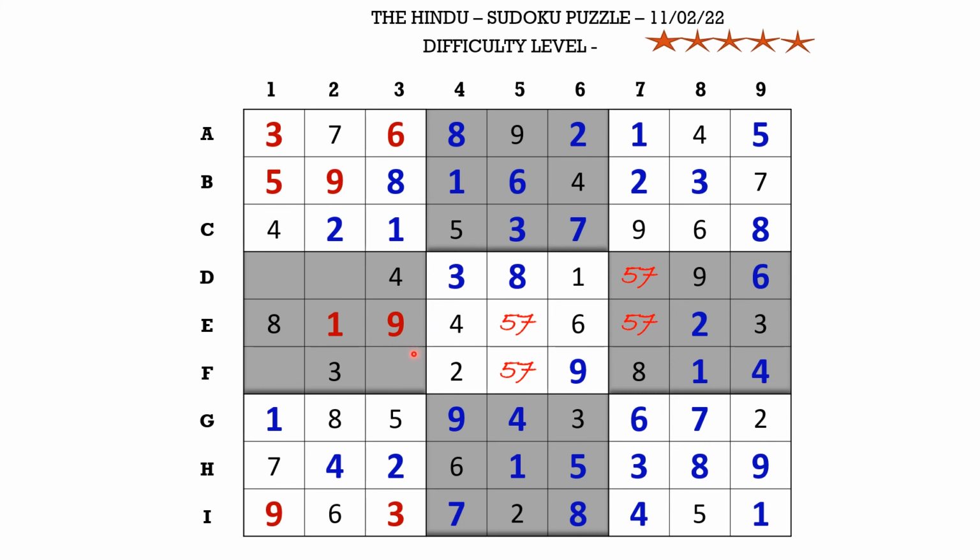In column 3, the only missing number is 7. In column 2, the only missing number is 5. In column 1, the missing numbers are 2 and 6. There is a 2 here, so F1 takes 6 and D1 takes 2. Now F5 becomes 5, E5 is 7, E7 is 5 and D7 is 7, and the puzzle is solved.